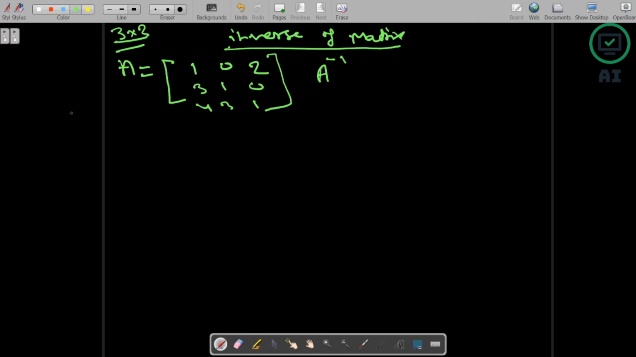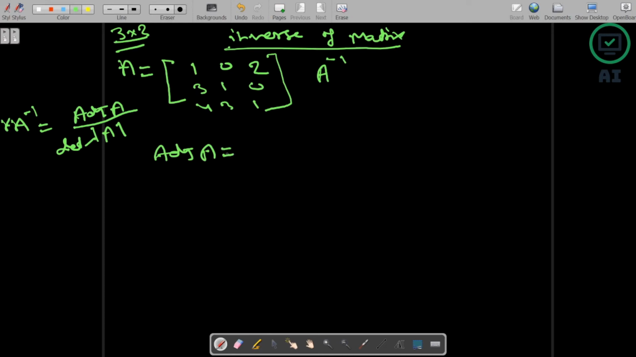For this also there is a shortcut. The shortcut is A inverse is nothing but adjoint of A divided by determinant of A. So this is the determinant of A. Let's find out the adjoint of A by the shortcut method.